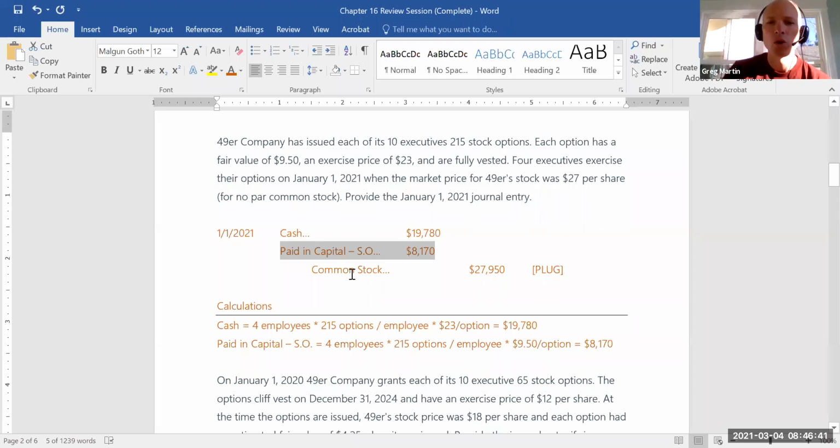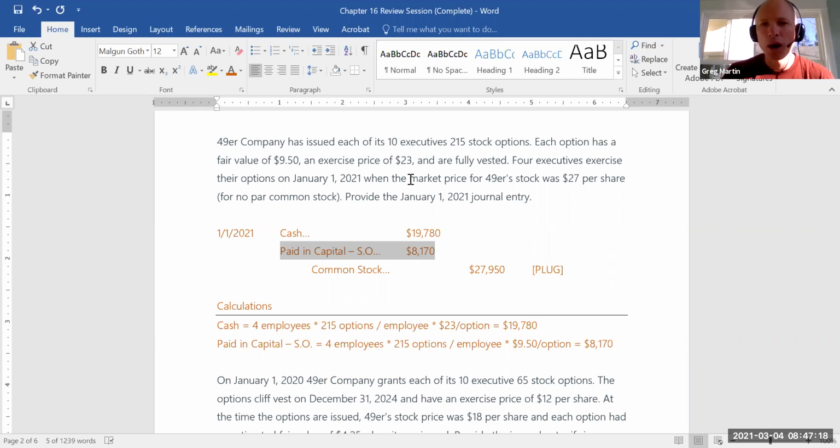And so someone asked, why don't we use the $27 per share? The reason why is because for US GAAP, and I believe it's the same for IFRS, the market price the day that the stock options are exercised is actually irrelevant, because our contract is with the employee. The employee says, hey, I give you $23 and you give me a share of stock. That's the option that he has. And so that's the transaction that's relevant to us. What the employee does with the share once it's been issued to them is completely their call.